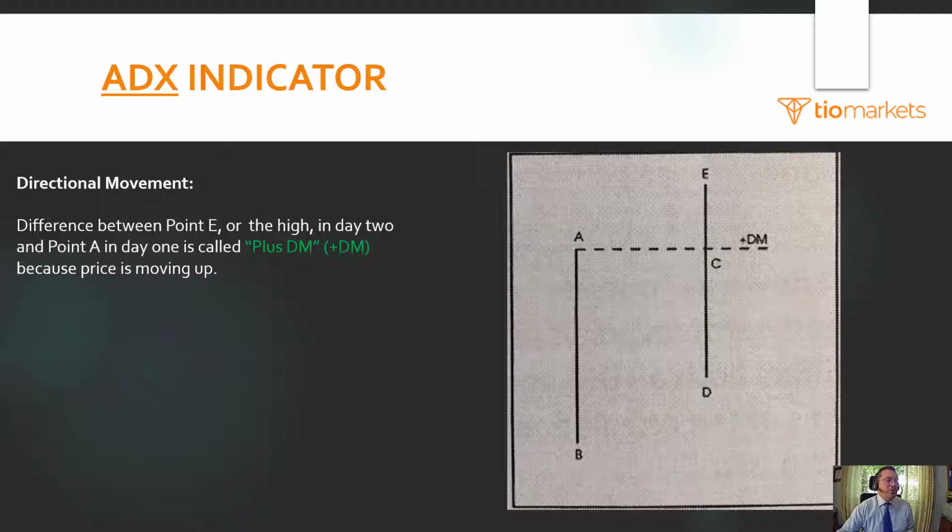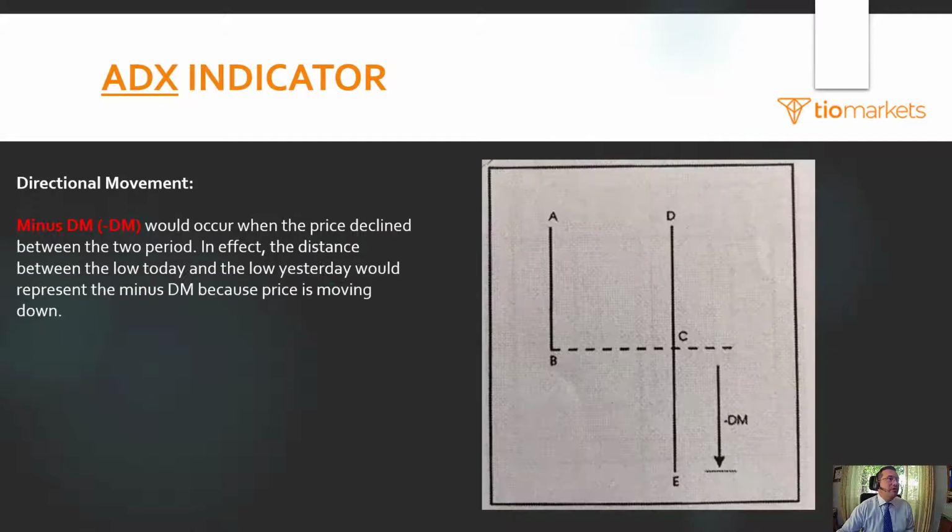It will all come together a little bit clearer in a few more slides. And then you have the negative DMI here, where you can see the low today and 2 periods ago, where today's price is lower than it was 2 periods ago. So we have a negative. Simple enough.